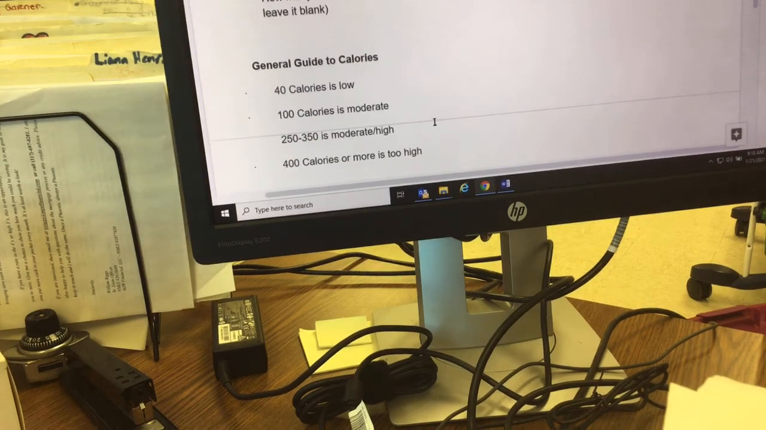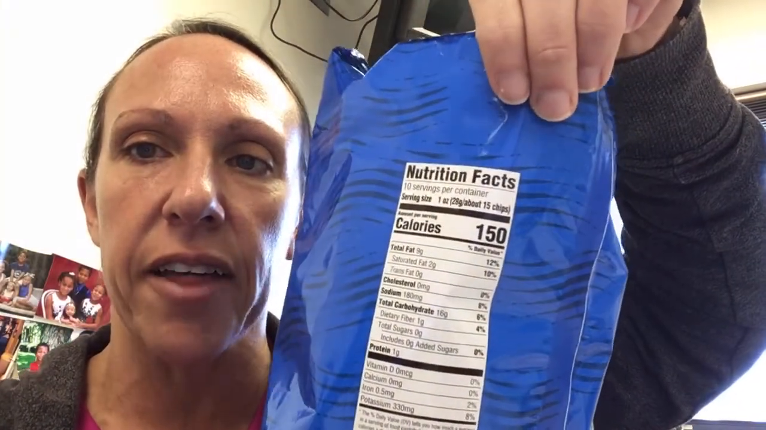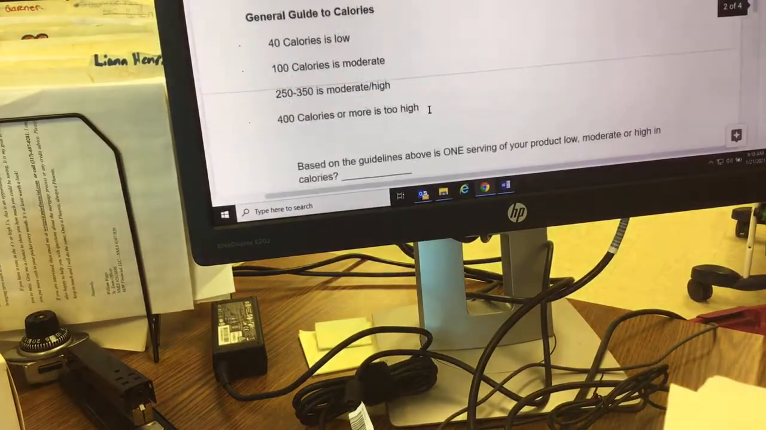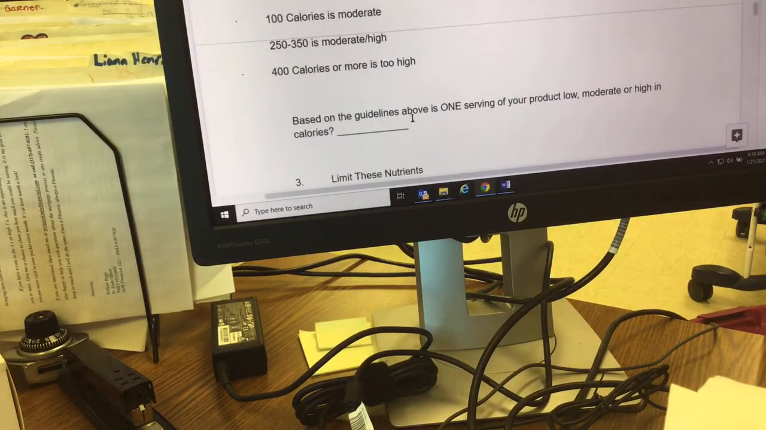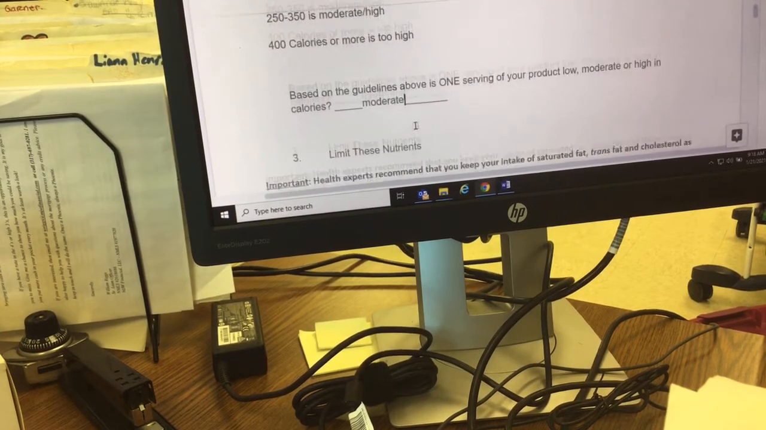So if we're looking at our chips, it's the same: 150 calories per serving, okay? But if you're eating 30 chips, you're up to 300, which is that moderate high. Same if you're eating 2 servings of cereal. Okay, all right, so moving through here, based on the guidelines above, is one serving of your product low, moderate, or high in calories? So mine would be moderate, right? So I would be on the moderate side.